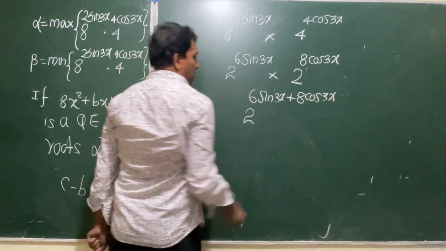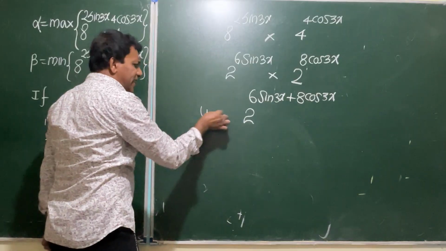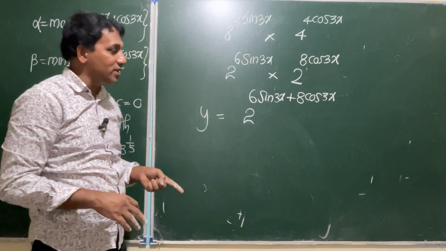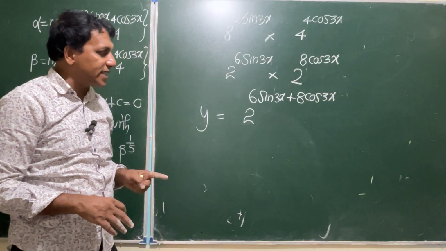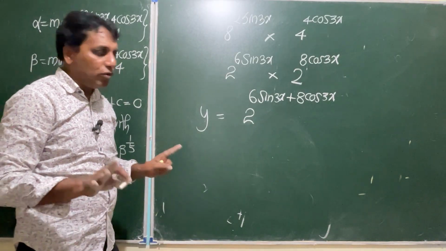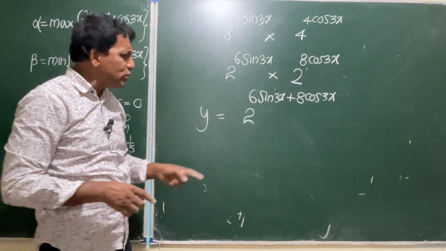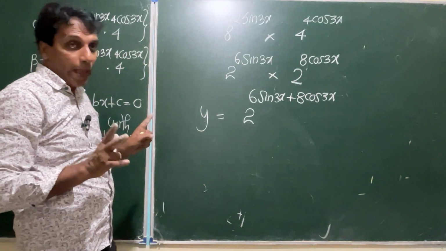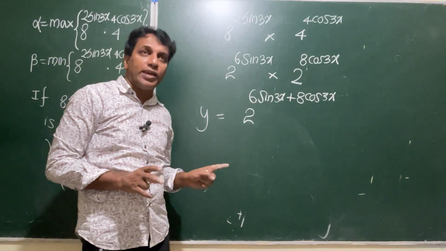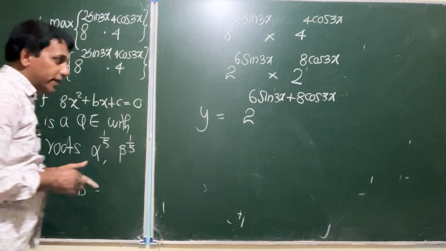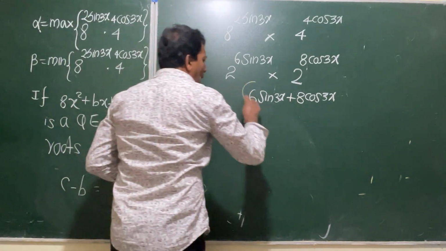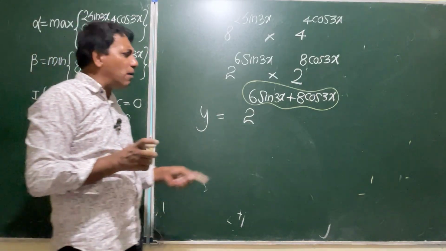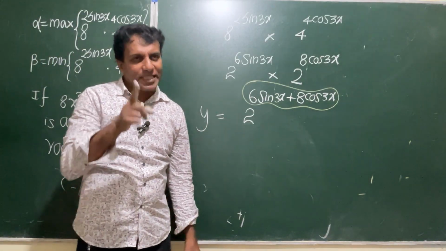Wow. If I say this is y, y equals 2 to the power 6 sine 3x plus 8 cos 3x. Now you forget this 2. Now we'll find the maximum of the y value, that is what they call alpha. The minimum value of the y value, that is what they call beta, right? Now we study how to find the maximum and minimum of such a trigonometric expression.